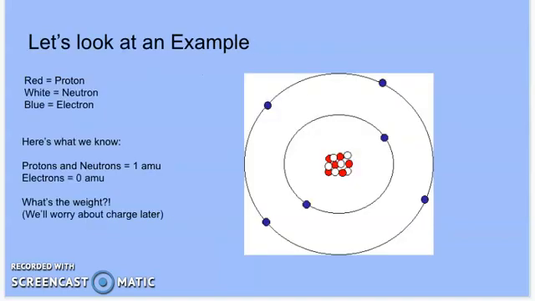I have a little example. So this is the same picture you've been seeing. It looks a little bit different, but here are your protons and neutrons in the nucleus. Here are your electrons out in that electron cloud.